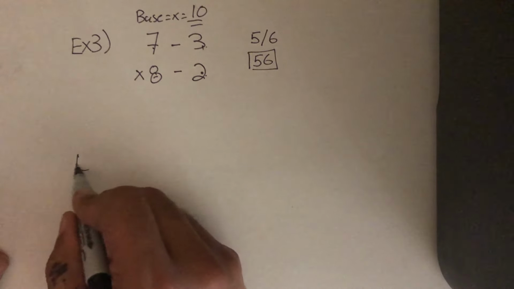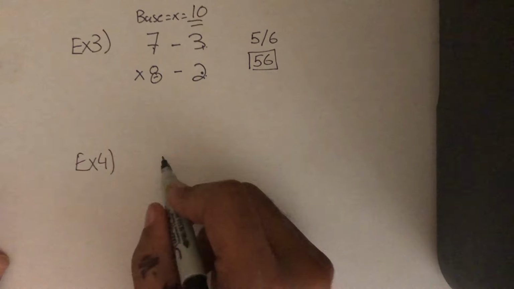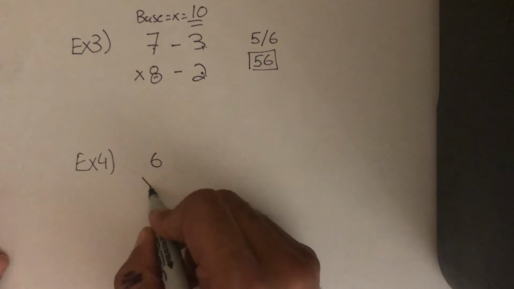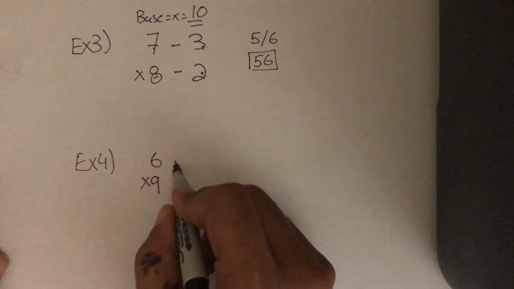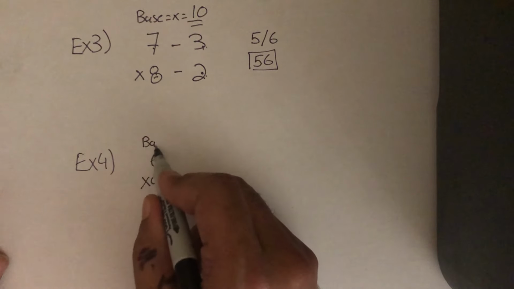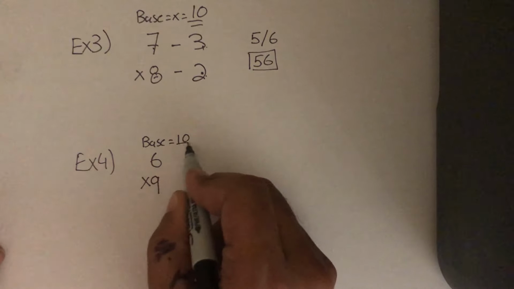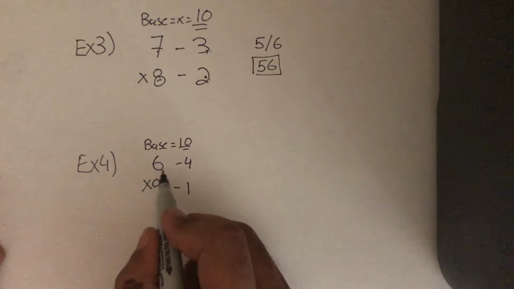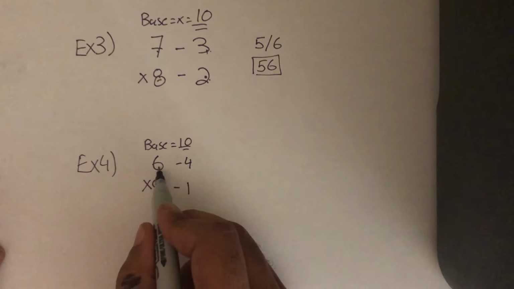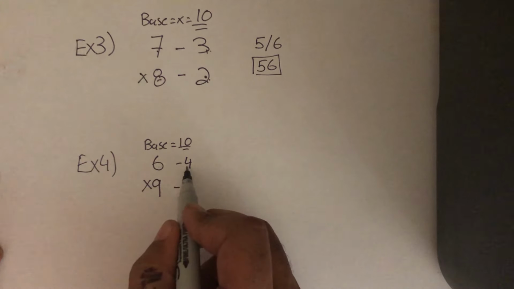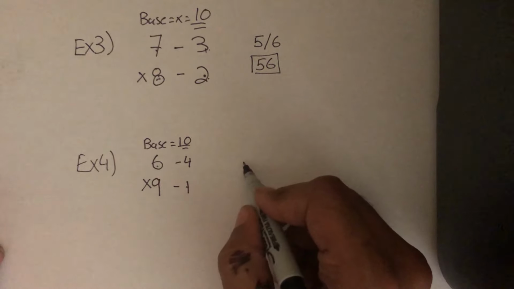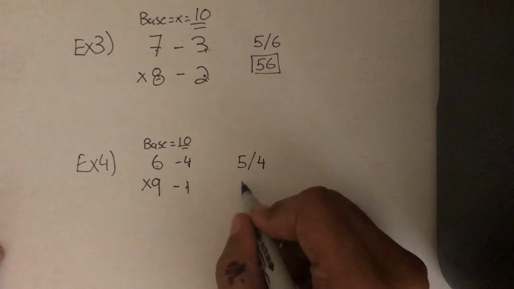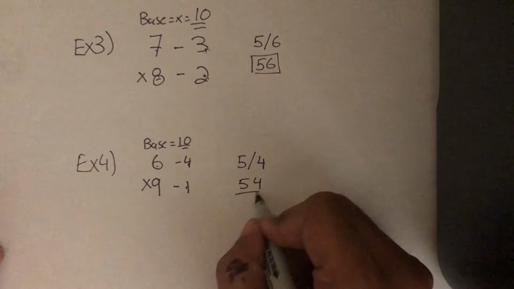Okay? Example 4. Let's do 6 times 9. So, base is 10. That's my x. This is 4 units away from 10. This is 1 unit away from 10. So, I'm going to go difference of my diagonals. 6 minus 1 is easier than 9 minus 4 in my opinion. 6 minus 1 is 5. 4 times 1 is 4. So, my answer is 54.